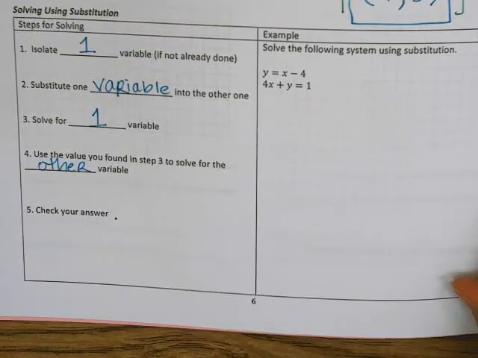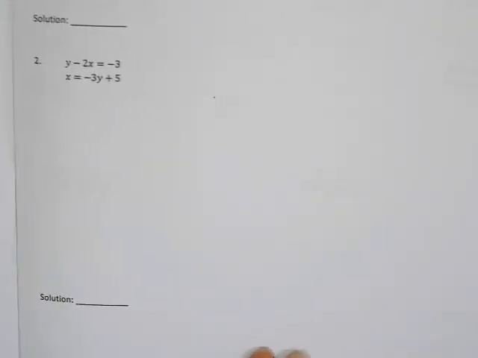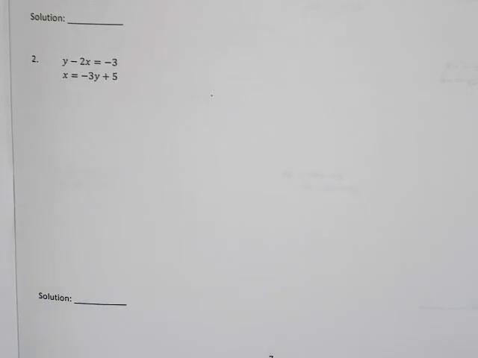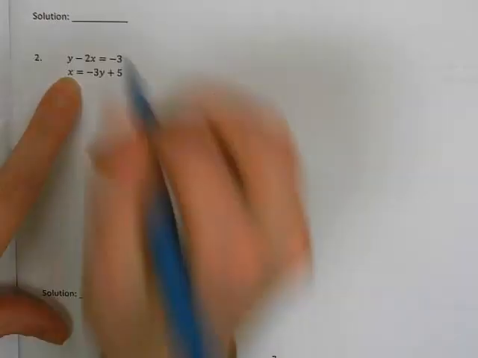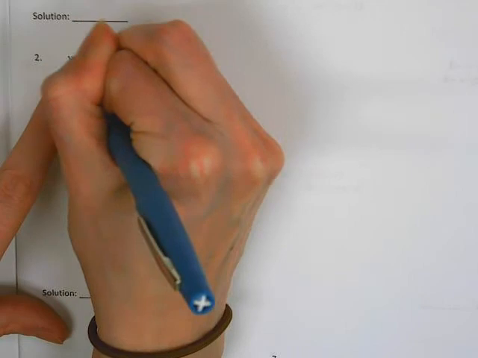All right, so let's try one more. Number 2. All right, first step is find a variable that's already solved for. Now in this case, it's the x. X is negative 3y plus 5.